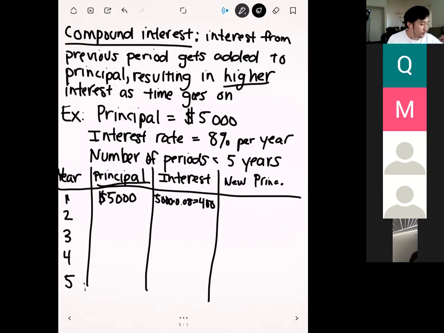Okay. So for this first year, we're going to add together 5,000, which is our original principal. Okay. And then to that, we're going to add our interest, which is 400. And so our new principal here is going to be 5,400. Okay. And then we're going to take that 5,400, and that becomes the principal for the second year. Right. Are there any questions about how I got all the numbers in that first row?